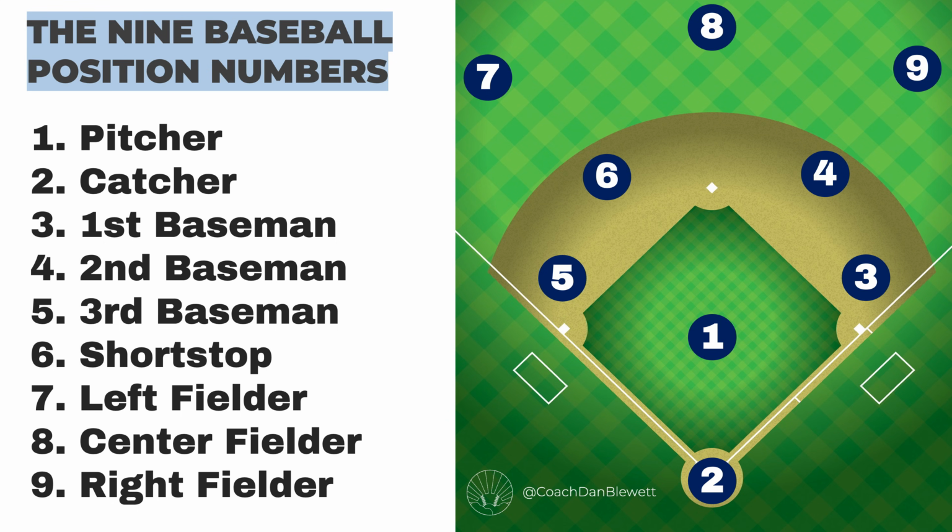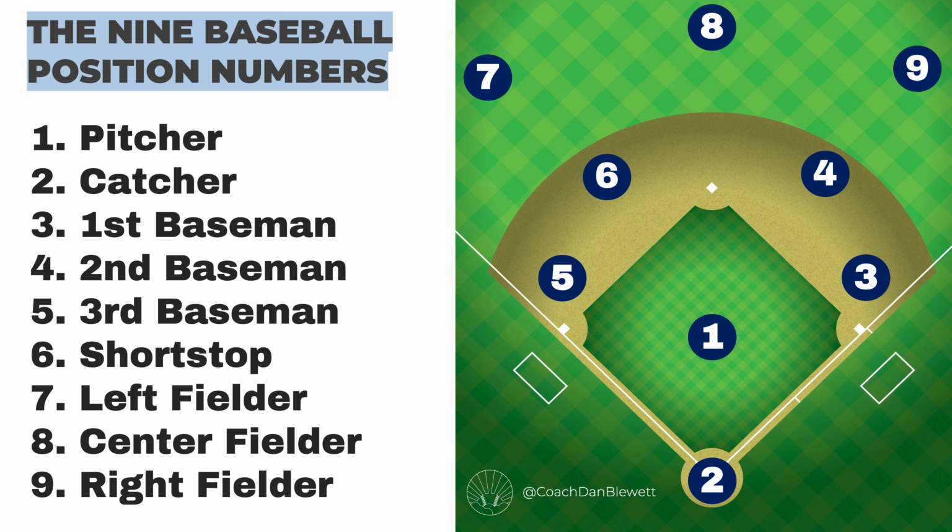All right, so let's jump right into it. Here you see a diagram where I've got a number for each of the positions. Obviously, 1 is pitcher, 2 is catcher, 3 is first base, 4 is second base, 6 is shortstop, 5 is third base, 7 left field, 8 center field, and 9 right field.